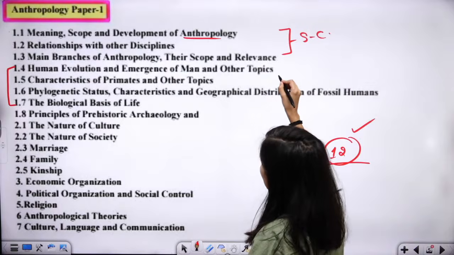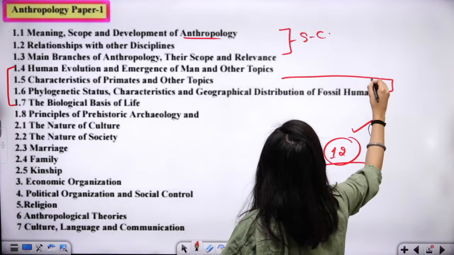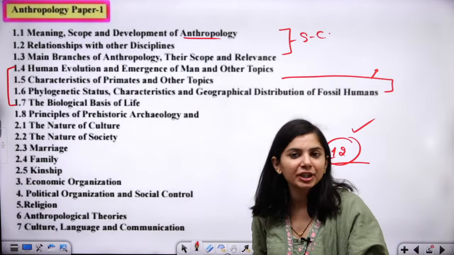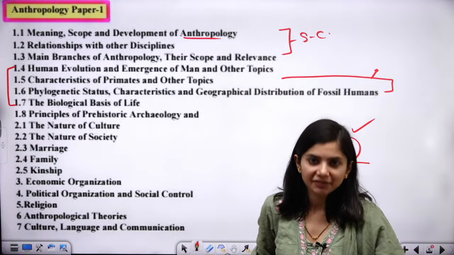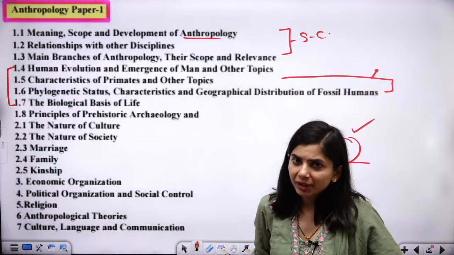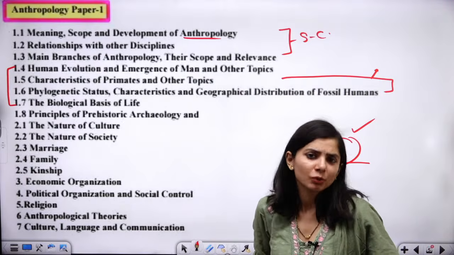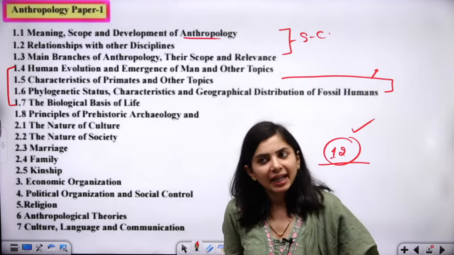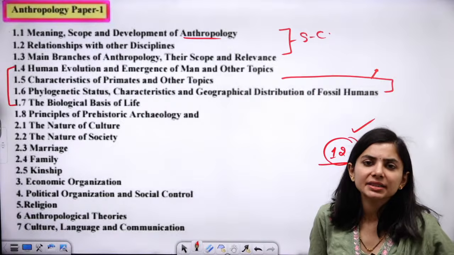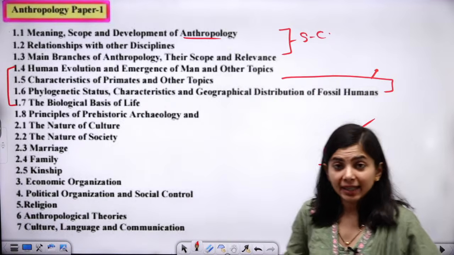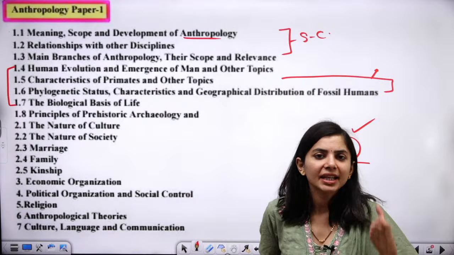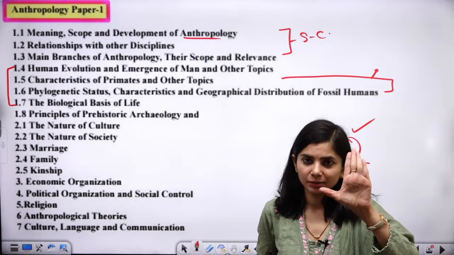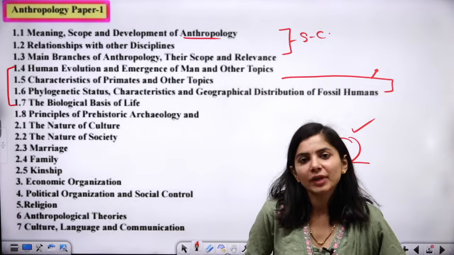Units 1.5 and 1.6, these two units I used to call the culprit units. Why? Because of these two units only, people consider anthropology difficult, but it is not. From these two units you may expect one question or maybe two, one of 15 marks, one of 10 marks, not more than that. And this part is also a very interesting journey: how we started standing on our 2 feet, how we got the grasping power, why our thumb has an opposable description. These are the things we are going to understand.